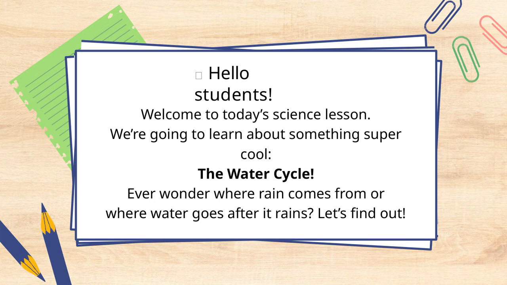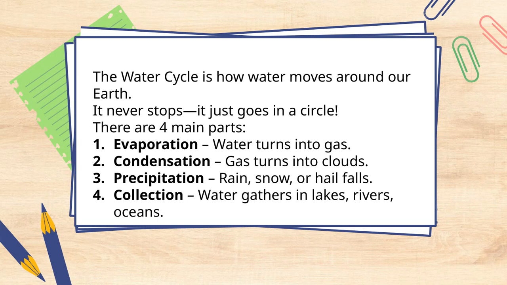We're going to learn about something super cool, the water cycle. Ever wonder where rain comes from or where water goes after it rains? Let's find out. The water cycle is how water moves around our Earth, and it's a continuous process that never really stops. It's like a big circle, constantly happening all the time.